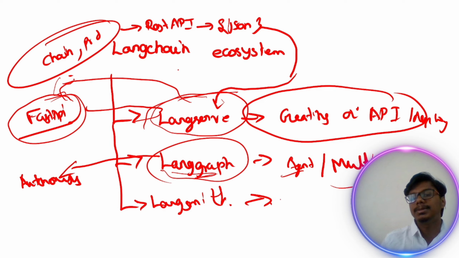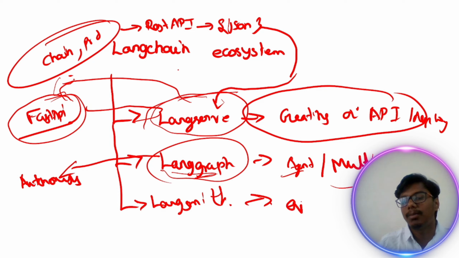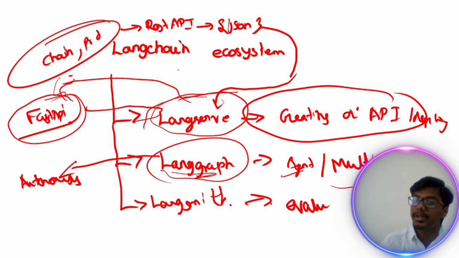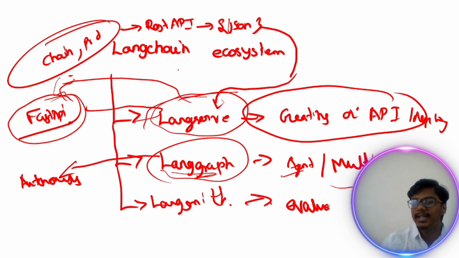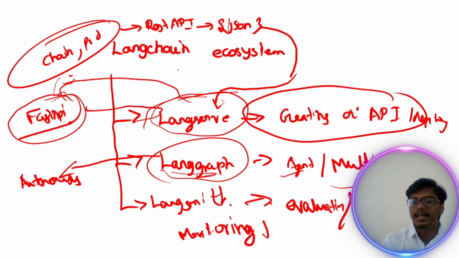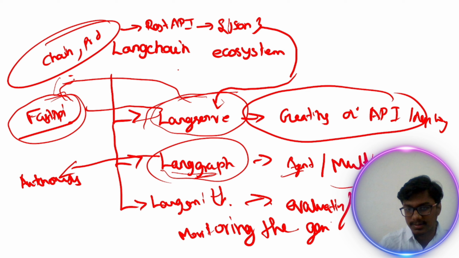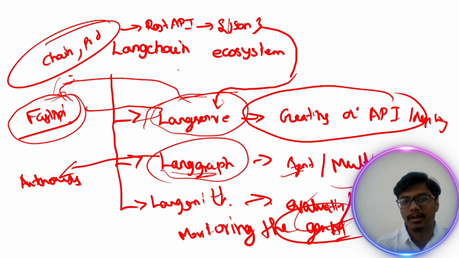Coming to LangSmith, LangSmith is nothing but evaluating and monitoring the LLMs. At the end of the day, we are going to create Gen AI applications, and we want to monitor them in dashboards. So it is used for evaluating and monitoring the Gen AI applications. So these are the main ecosystems.